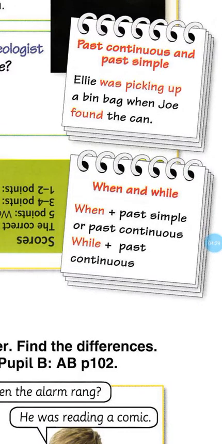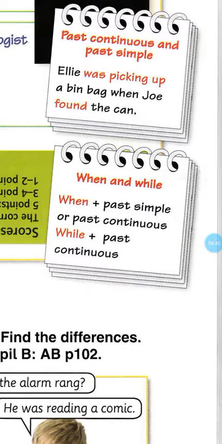Although they have the same meaning, they have different places in the sentence. The verb that comes after when is a past simple verb form, or past continuous. But the verb that comes after while is a past continuous verb.